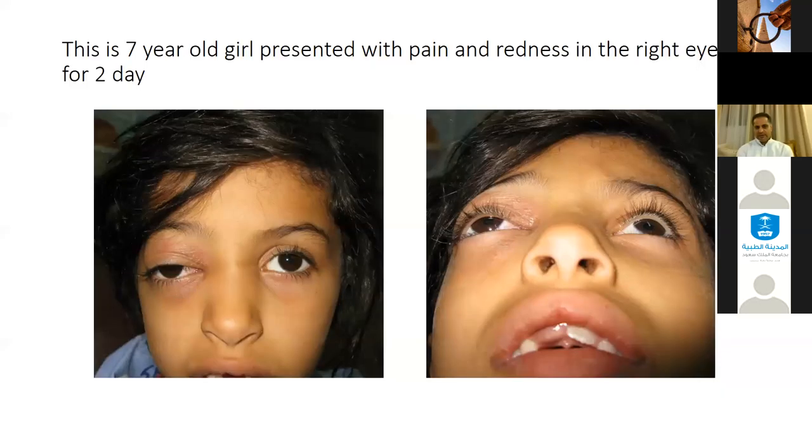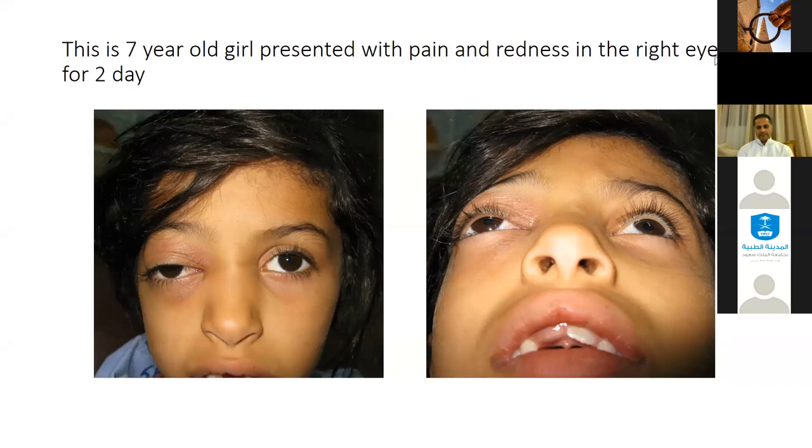And let's assume this patient came to you, you are the first in call. What you are really interested to know? So first of all, this is a 7-year-old girl presented with pain and redness in the right eye for 2 days. So first of all, the age is important. She's 7 years old, so she's a child.